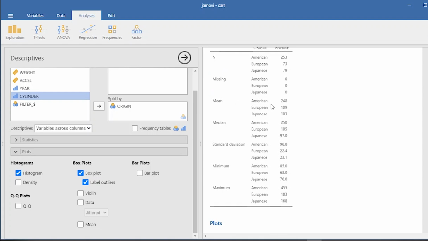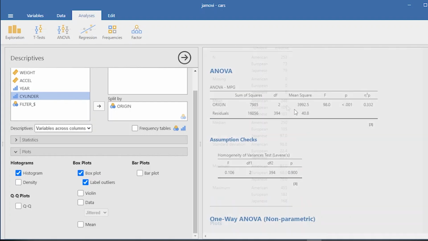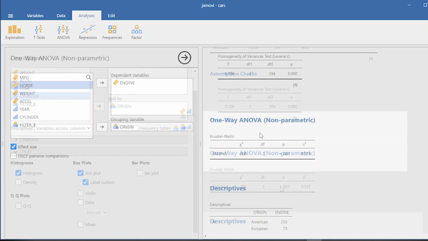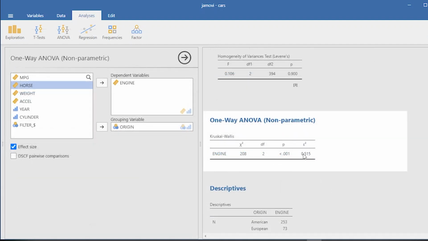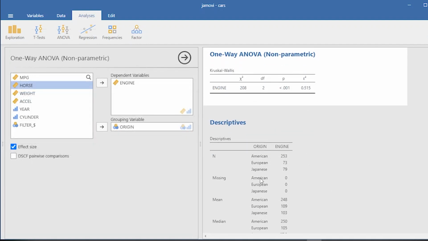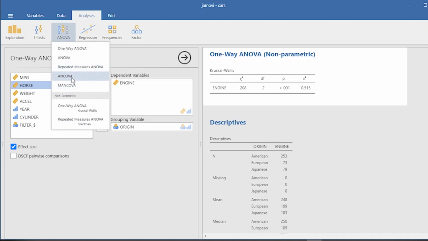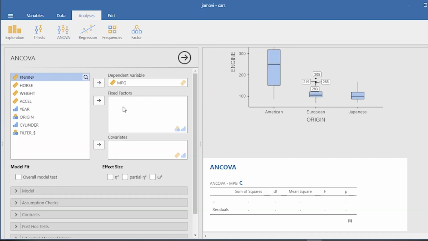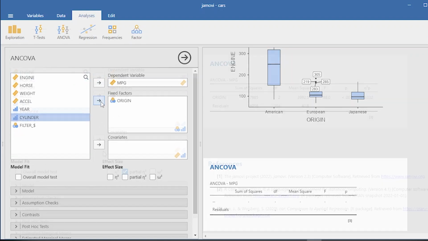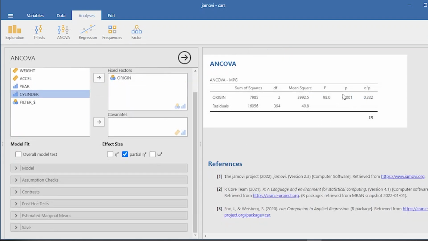The mean average of the American cars goes with an engine of around 248, in comparison to the European 109 and 103. So the result we've got here from the non-parametric Kruskal-Wallis test was quite obvious. If you'd like to do the ANCOVA, listing this and the factor to be the origin, it is the same as we got before in an ANCOVA.